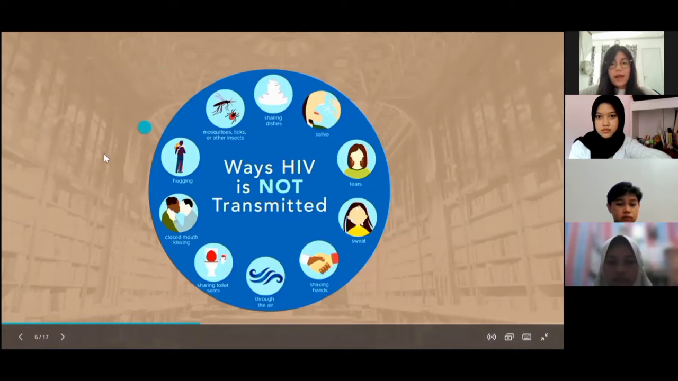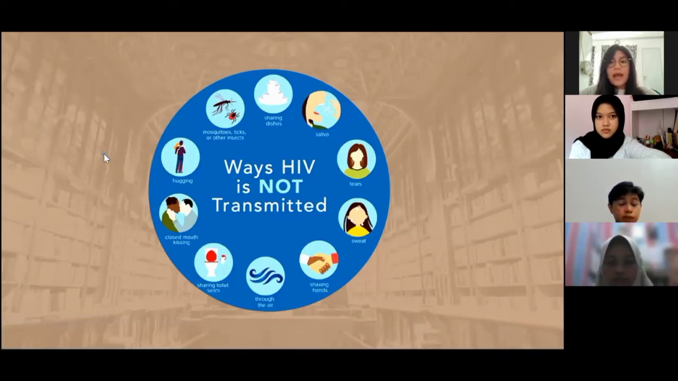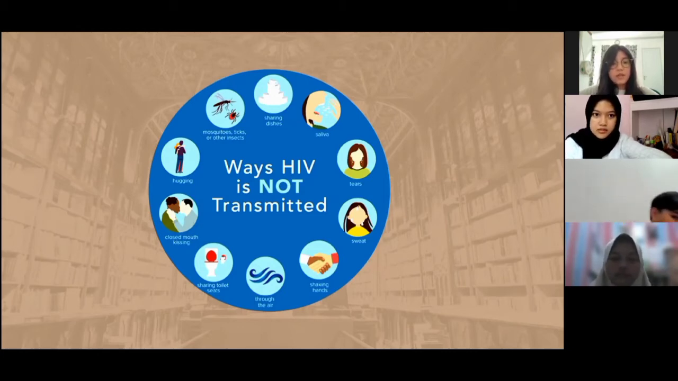HIV does not survive long outside the human body, and it cannot reproduce outside a human host. It is not transmitted by mosquitoes, ticks, or other insects, through saliva, tears, or sweat, by hugging, shaking hands, sharing toilets, sharing dishes, or closed-mouth or social kissing with someone who has HIV. Through other sexual activities that don't involve the exchange of body fluids, for example, touching, and lastly, through the air. Next.